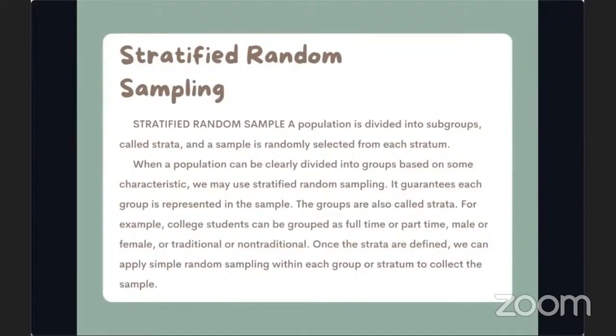For example, college students can be grouped as full-time or part-time, male or female, or traditional or non-traditional. Once the strata are defined, we can apply simple random sampling within each group or stratum to collect the sample.